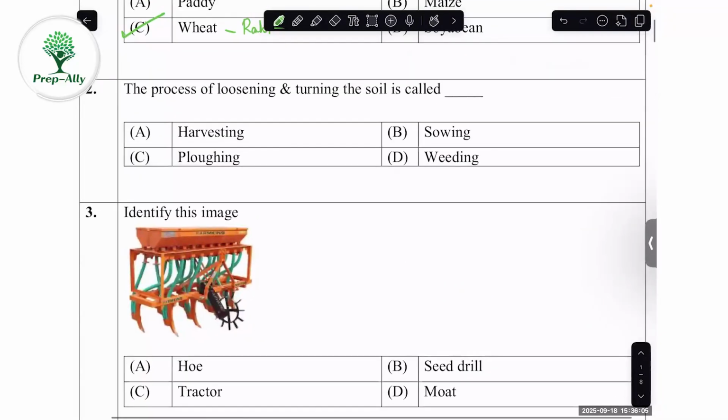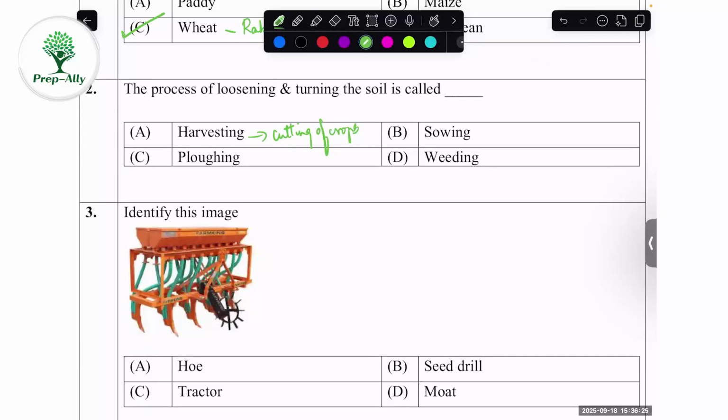The second question: the process of loosening and turning the soil is called. So they're asking what the process is known as. First of all, harvesting. We'll see the definitions of the different options. Harvesting is cutting off crops. Once the cultivation is over, the crops will be removed from the plants and segregated. That process is called harvesting.